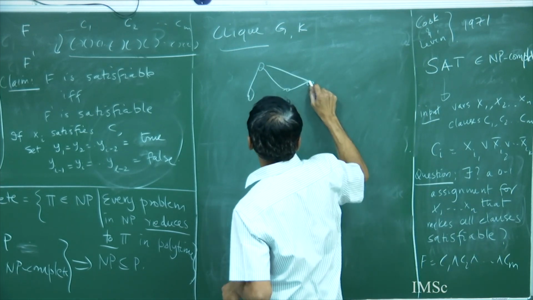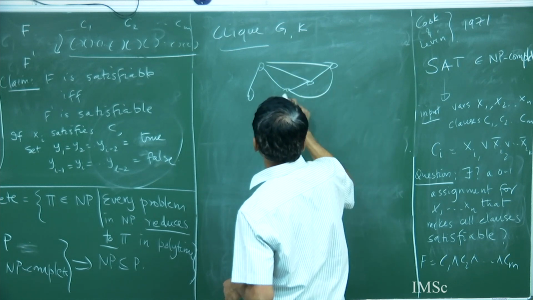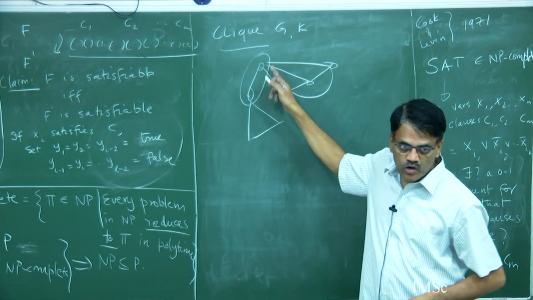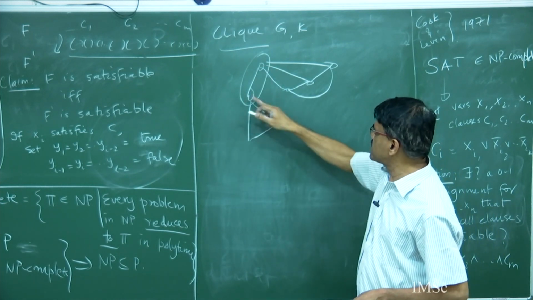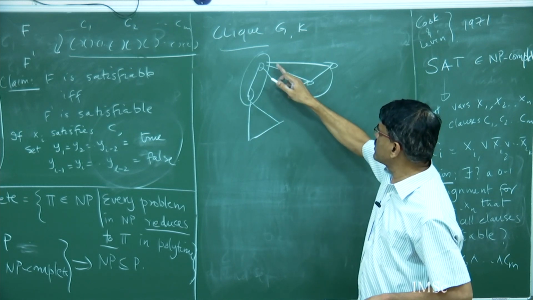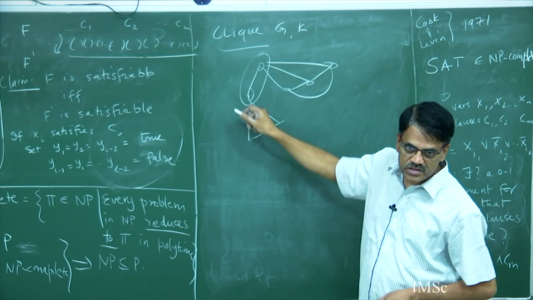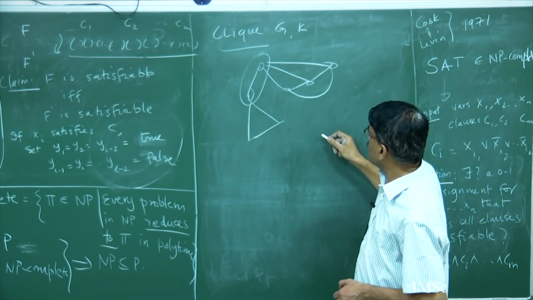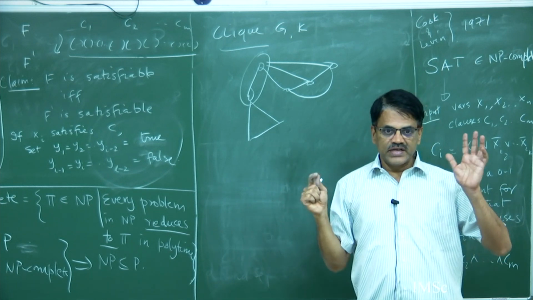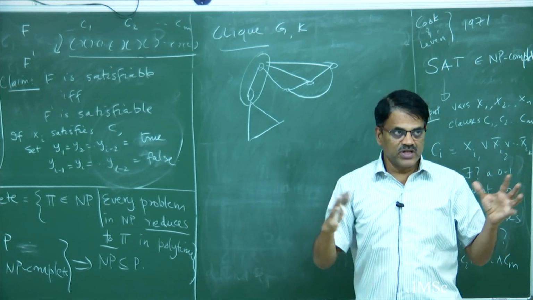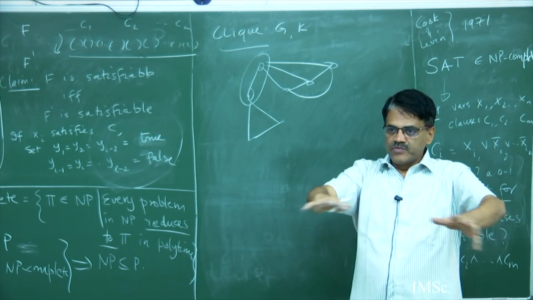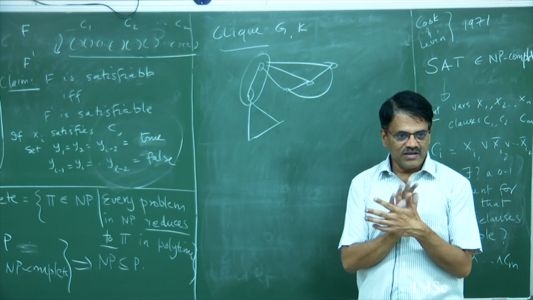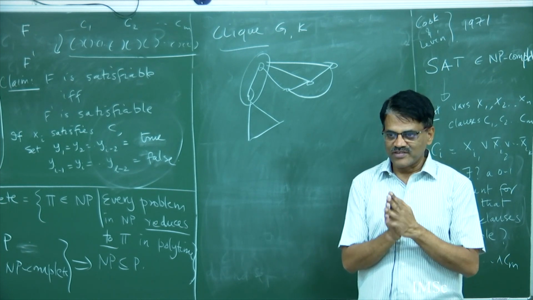So in this graph, this is a clique on 2 vertices. This is a clique on 3 vertices. This is a clique on 3 vertices. This whole thing is a clique on 4 vertices, right? Now ideally one is interested in the maximum clique problem. Given a graph, what is the maximum subset of vertices which are mutually adjacent? The minimum clique is trivial, just one vertex.